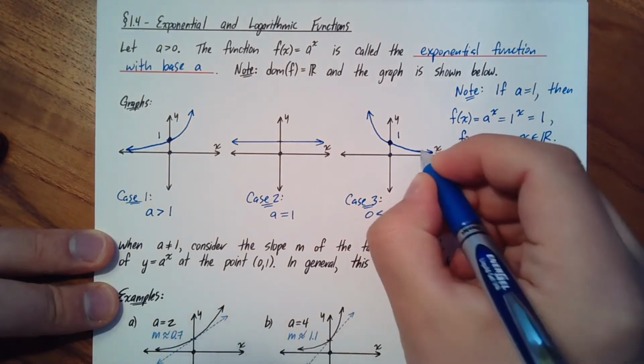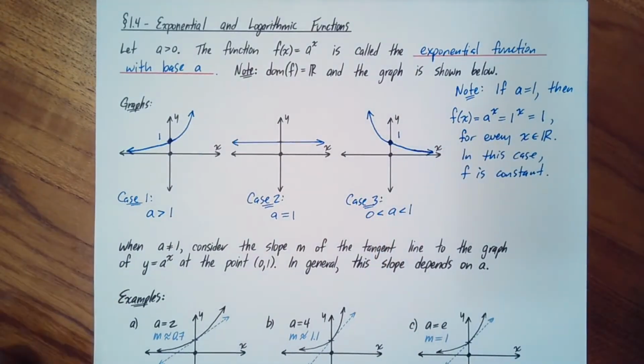I think I'll make this worse or better, I'm not sure. I think that's about as, if I add any more, I think I'll just ruin the picture. But that's the graph that you would get in the case where a is less than 1. So that's what the graph looks like.